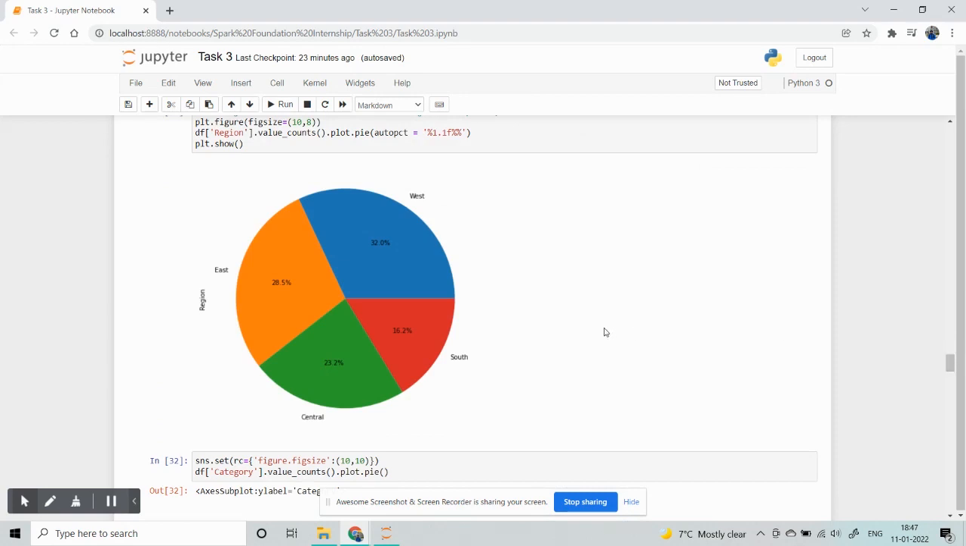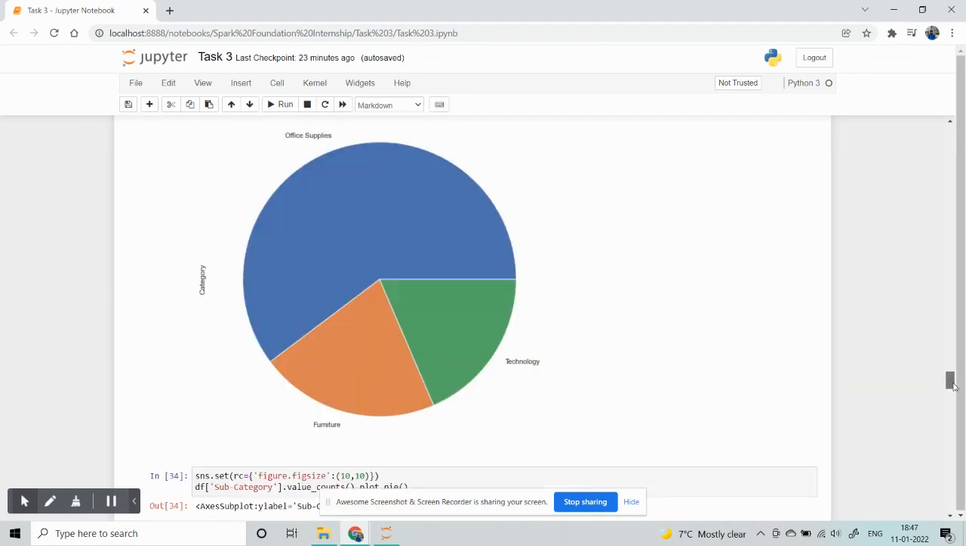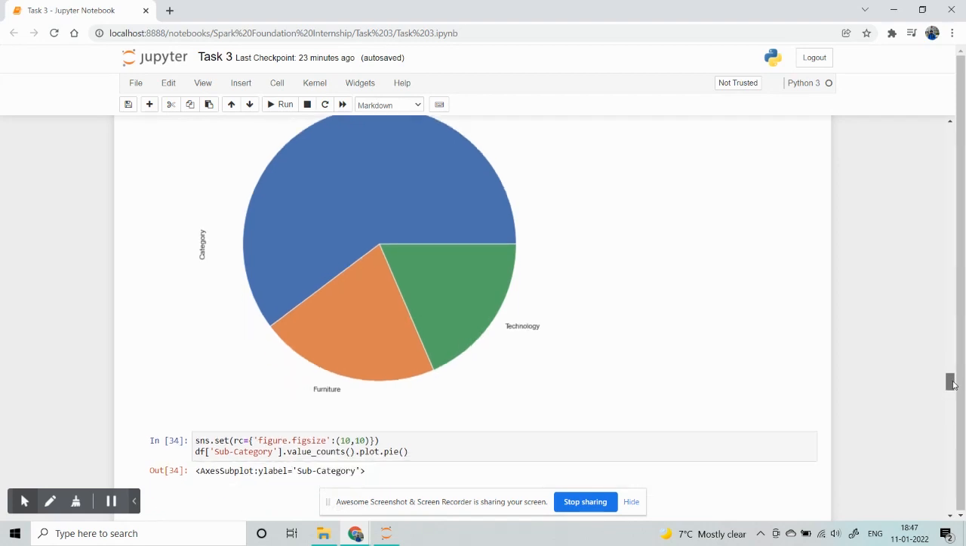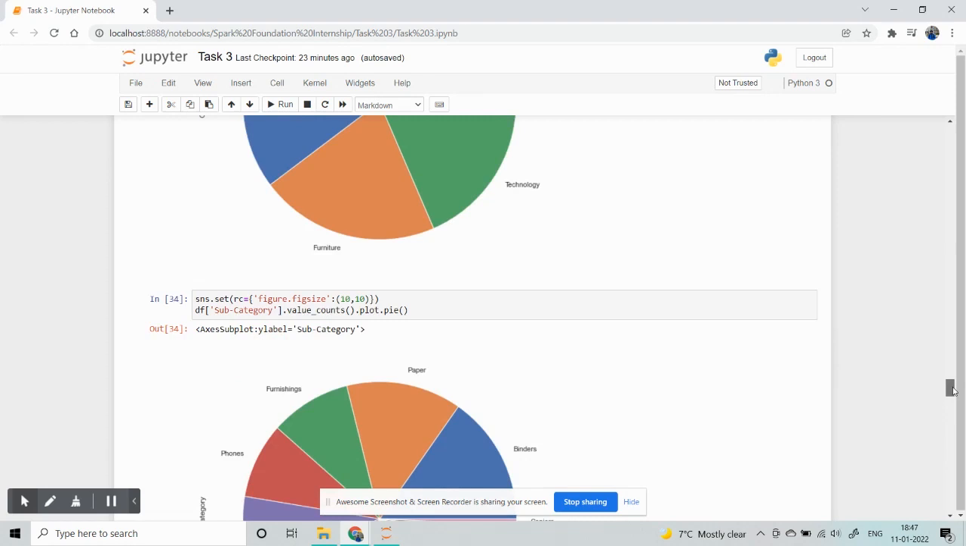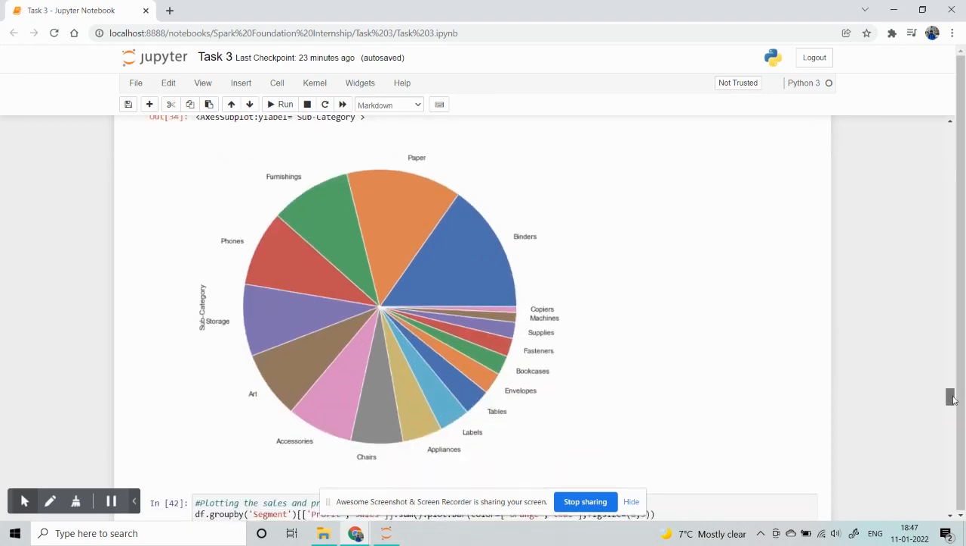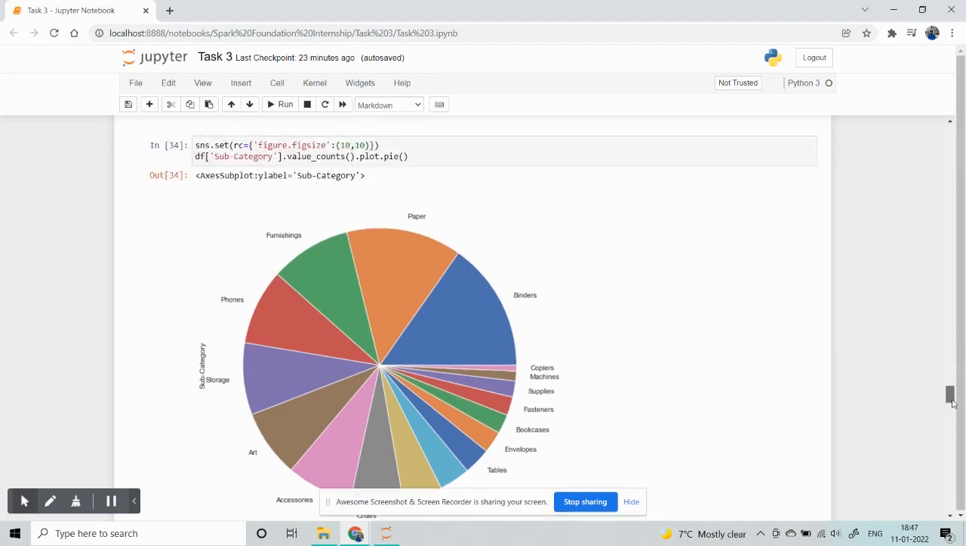Looking at the pie chart, we can see that the maximum percentage is from the western region. Similarly, we can see that office supplies has the largest area in this pie chart, that is, it has the highest count. Similarly, we look at each of the subcategories.